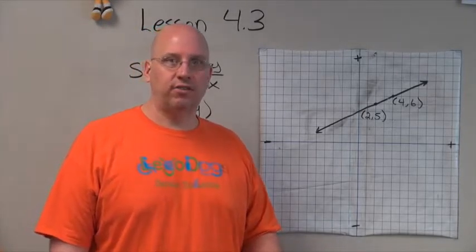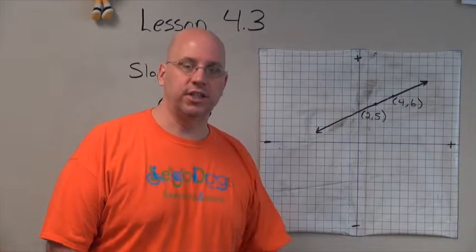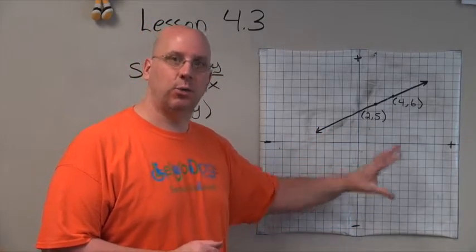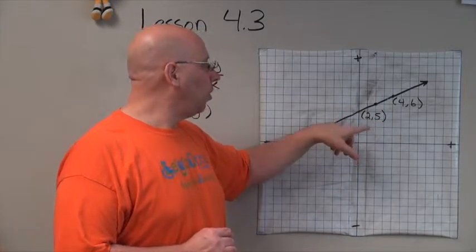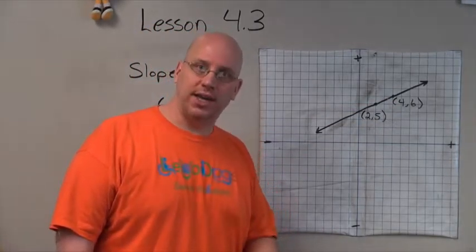Sometimes you're given a graph, and the graph isn't very clear. And you can't count from one point to the next point to figure out what your slope is. Let's assume that that's the case here and we can't read this graph. But we're given points. We can still find out what the slope is.